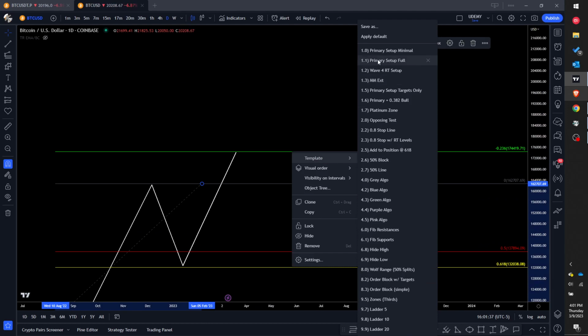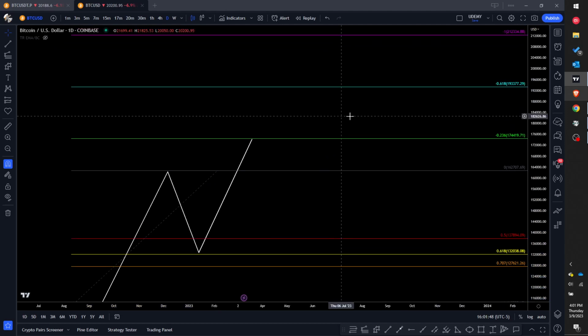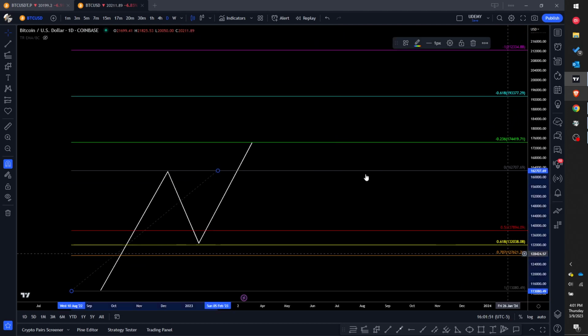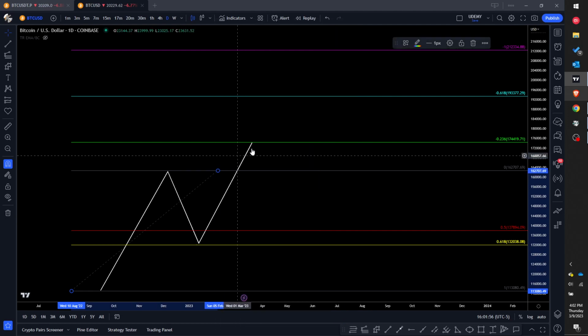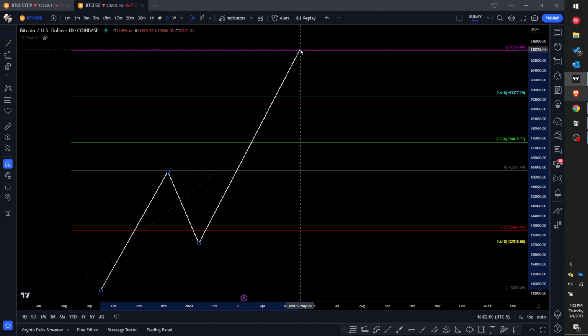Now, he also noted that sometimes it went beyond this, and the secondary places that it usually stopped, let's just turn on all of them, were negative 0.618 and negative 1. Don't worry about this 0.707 just yet. So sometimes we went here, sometimes here, other times all the way up here.